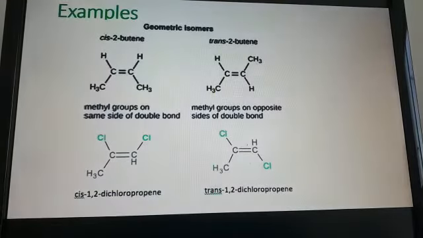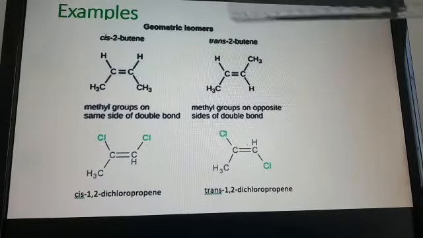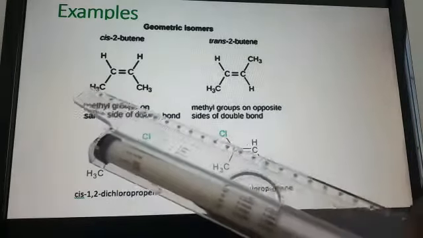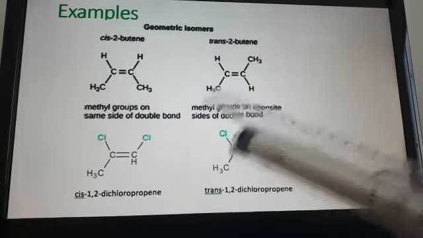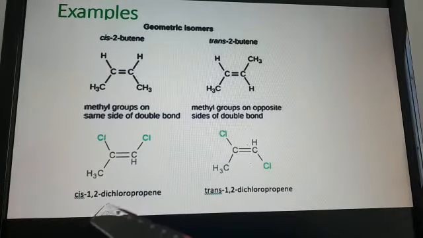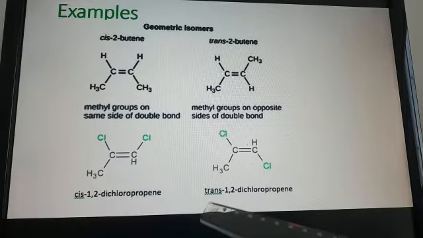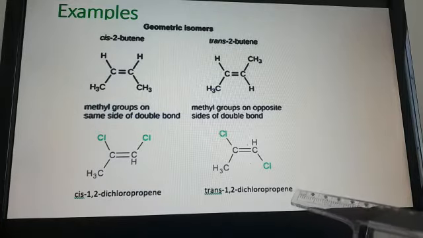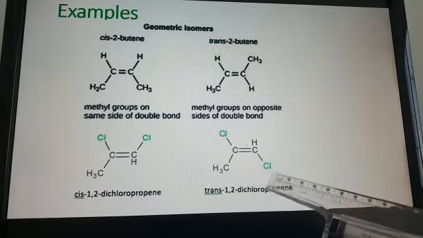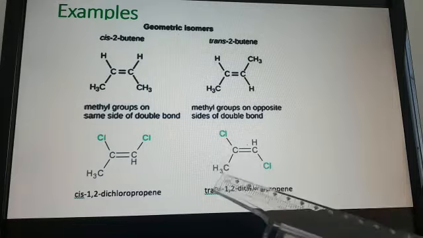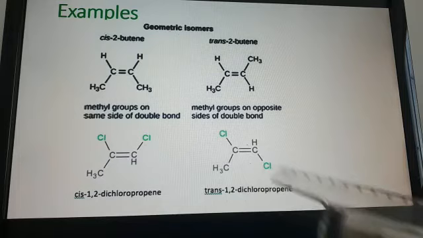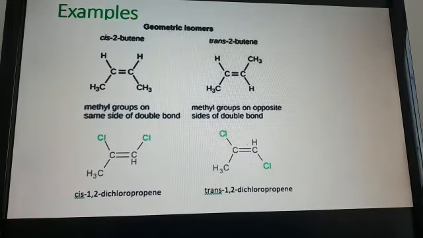Now here are some examples of geometric isomers. See, this is cis-2-butene and trans-2-butene. Here the methyl groups are on the same side of the double bond; here the methyl groups are on opposite sides of the double bond. And here is cis-1,2-dichloropropene and this is trans-1,2-dichloropropene. Same molecular formula and structural formula, but the spatial arrangement of the groups differs: here the chlorine atoms are on the same side of the double bond, and here they are on opposite sides. These are examples of geometric isomerism.